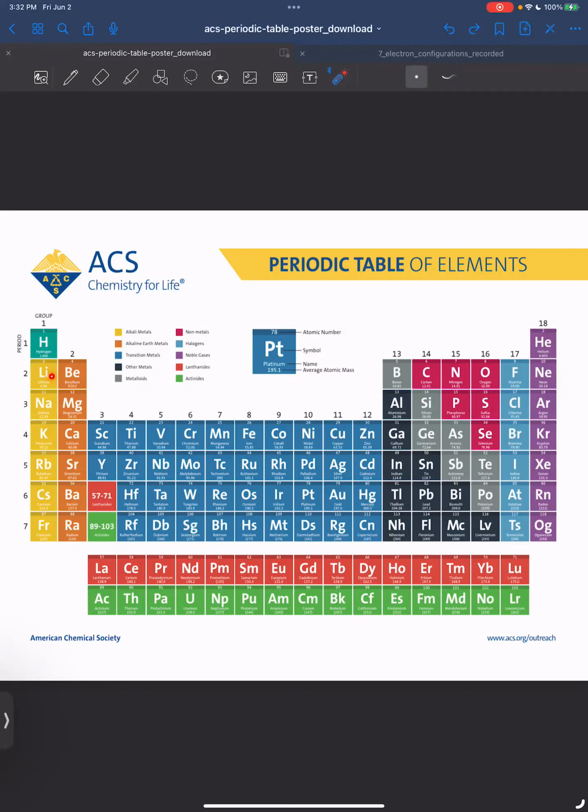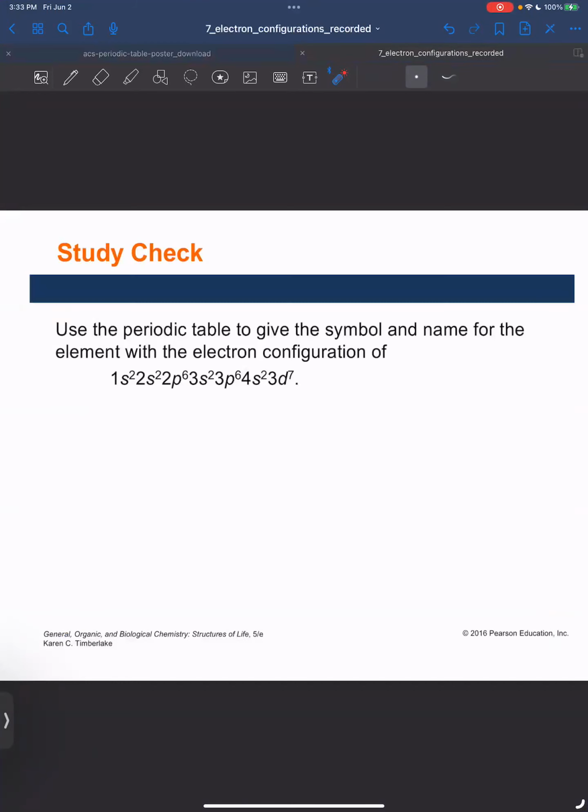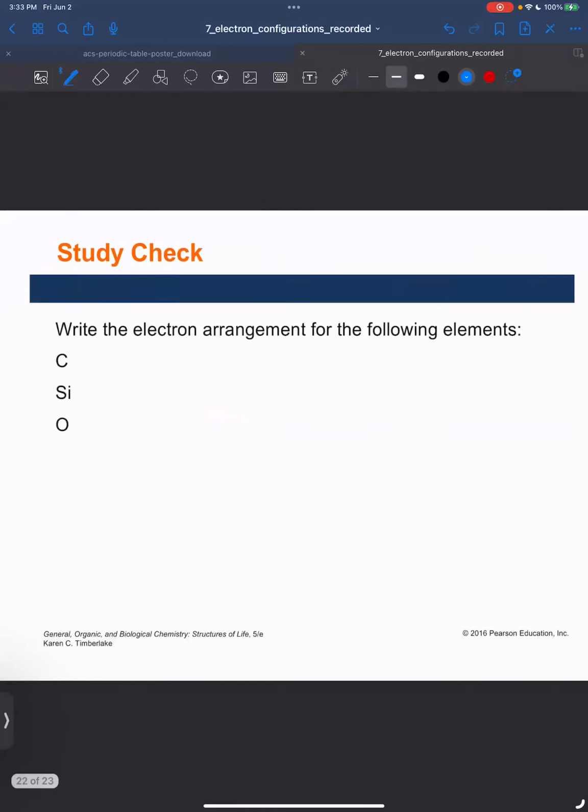1s2, 2s2, 2p6, 3s2, 3p6, 4s2, 3d7. So 1, 2, 3, 4, 5, 6, 7. So I got the answer to be cobalt. This is cobalt's configuration. All right, go ahead, pause the video, write the electron configuration for the following elements, and then check your work with me.